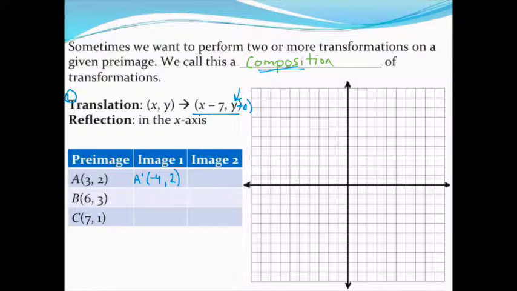Alright, let's repeat that for b. B prime, we'll subtract 7 from the x coordinate and get -1, and keep the y coordinate the same. And for c prime, again, subtract 7 from the x and leave the y coordinate the same. So there's where my first image ends up. Now, I'll graph this one at the end, so let's just go ahead and find the coordinates of our second image. If you have colors, this is a great one to color coordinate.